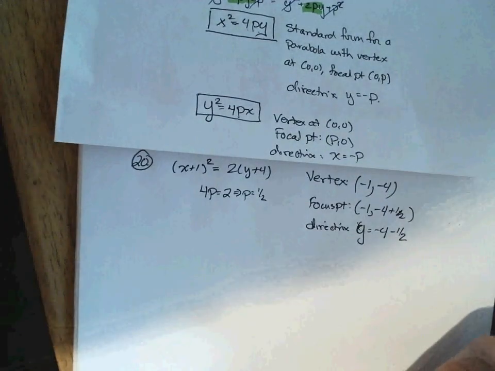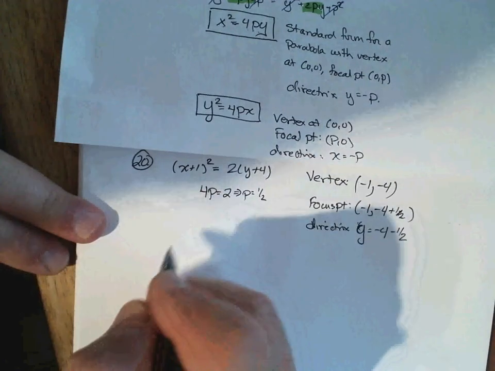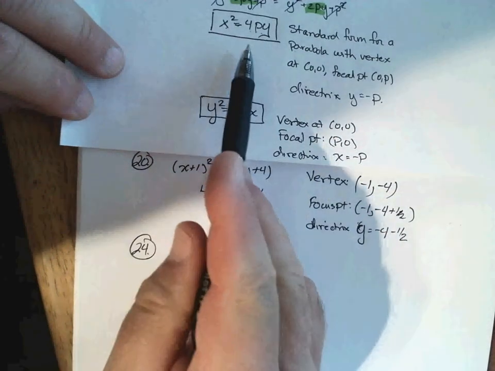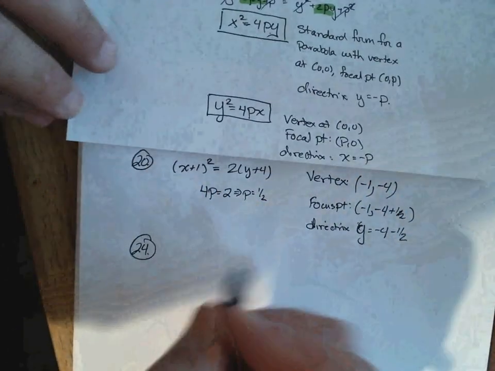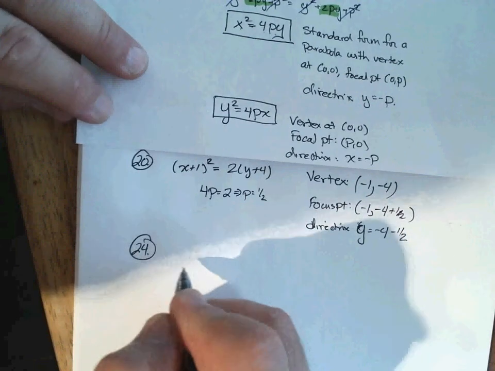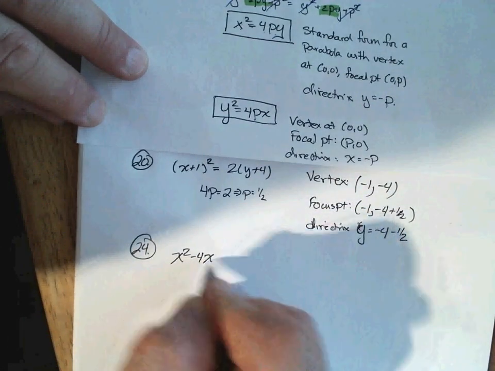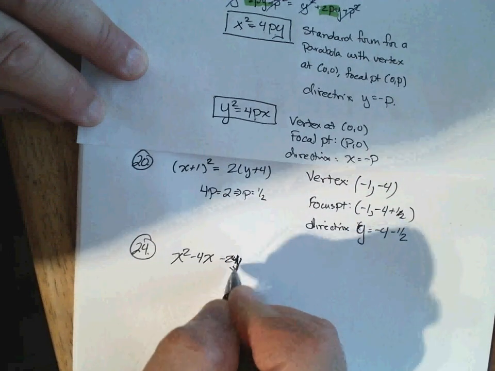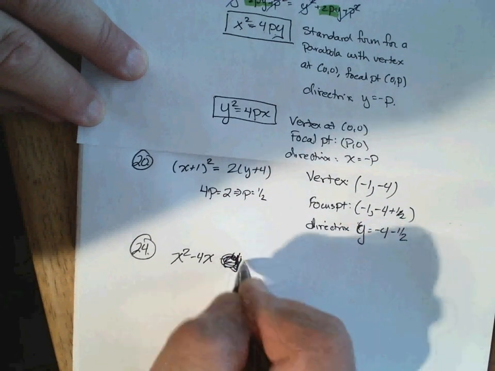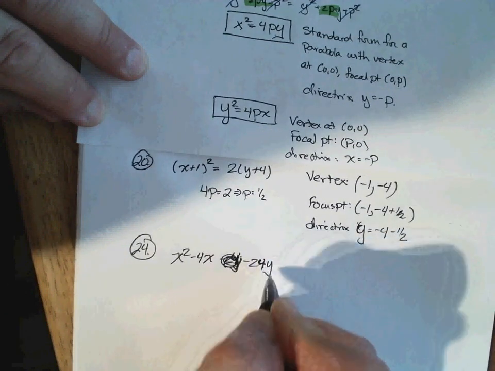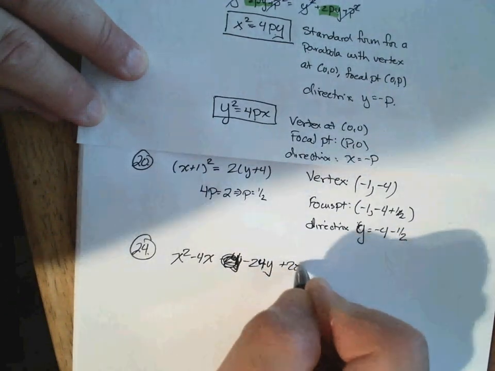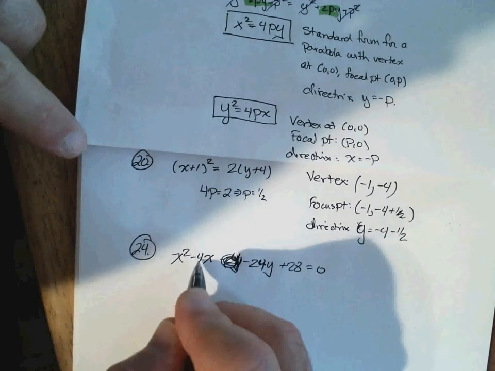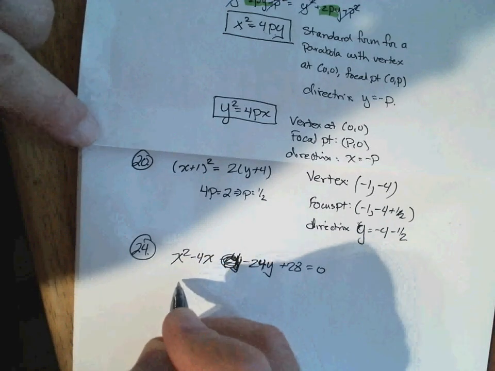Let's try number 24. In 24, we get to use our old skill of completing the square. That's always good to practice. And of course, we're trying to complete the square to get these forms to appear. So in 24, you have x² - 4x - 24y + 28 = 0. All right, so let's see what we have to add here to complete the square.